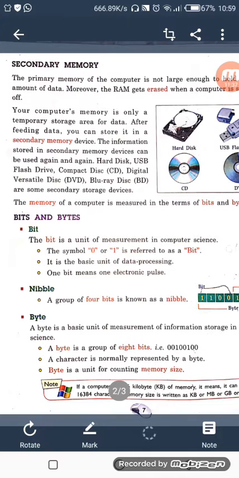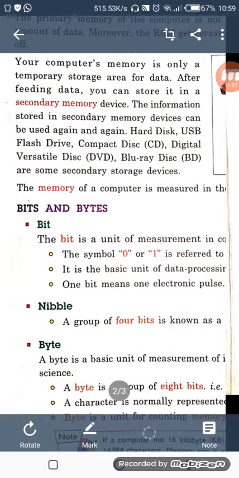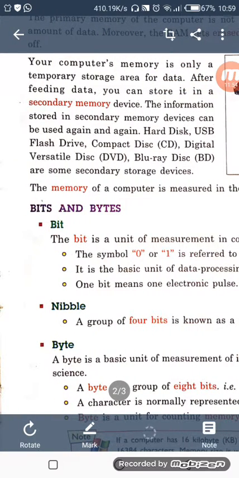Okay. And what are the examples of secondary memory? Hard disk, Blu-ray disc. So you should know the full form of all those secondary storage devices. What is the full form of CD? Compact disc. What is the full form of DVD? Digital versatile disc. And the full form of BD is Blu-ray disc.